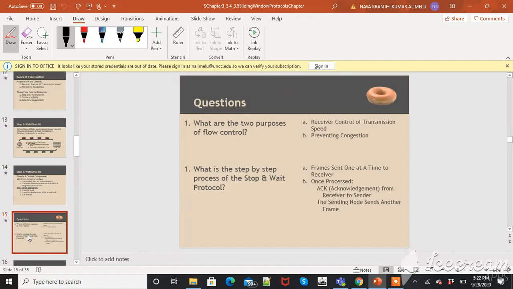The first one is, what are the two purposes of flow control? And the answer is receiver control of transmission speed and preventing congestion.